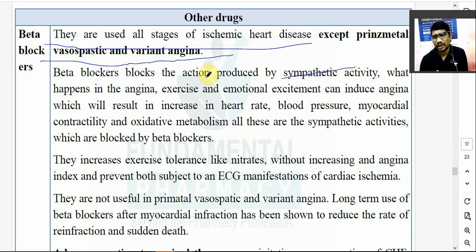Classical angina is the most common form of angina. In classical angina, atherosclerosis has already occurred in the coronary artery. So there is cholesterol deposition and an atherosclerotic plaque.